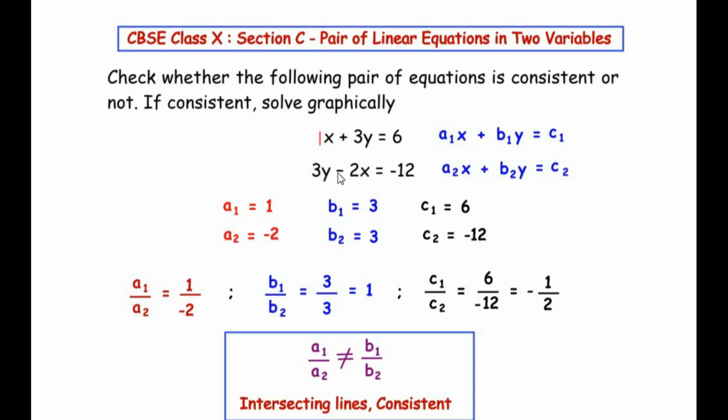So be careful over here. They have given y first and then followed by x. So a2 will be equal to negative 2 because both are coefficients of x. The value of b2 will be equal to 3 and the value of c2 will be equal to negative 12.